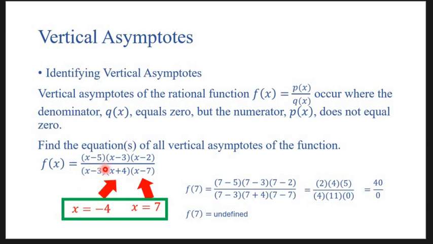Remember, we're not using x equals 3 because it doesn't just make the bottom 0, it also makes the top 0. So it's not a vertical asymptote, it's just a hole in the graph of the rational function.